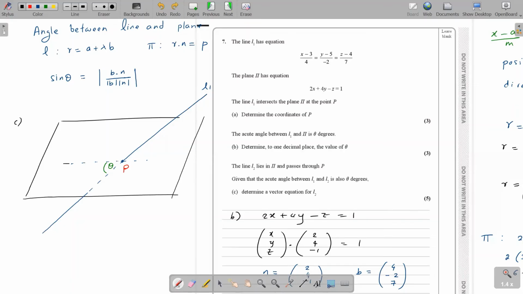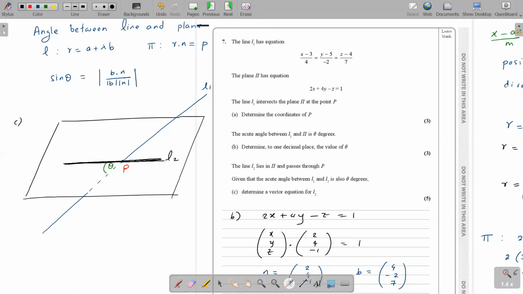Okay, draw this properly. Can you see line 2? So this is your line 2. As you can see, when you draw it over here, line 2 is definitely lying on the plane, and it also makes an angle theta with line 1. So now your task is to determine the vector equation for line 2.